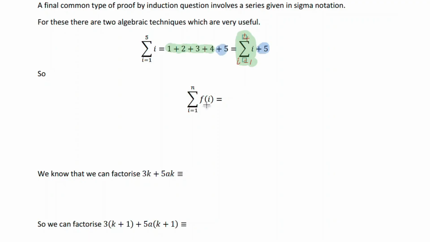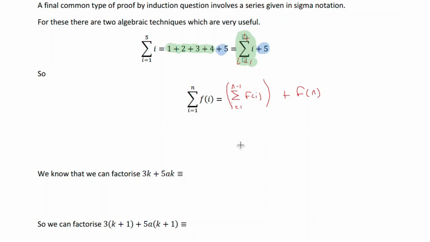In general, that means that the sum from i equals 1 to n of some function is the sum from i equals 1 to n minus 1 of that function, and that whole sum plus what happens when we evaluate that function at n. So if we evaluate this function at n, we get the last term, and then we add the rest of them before that.